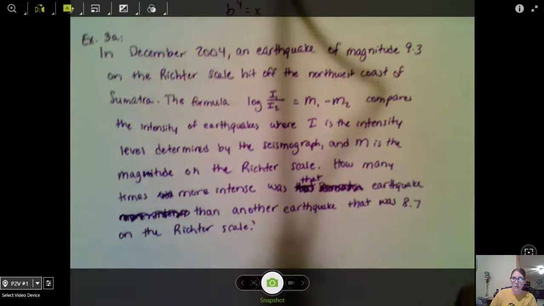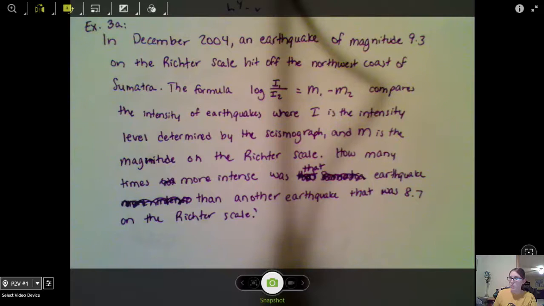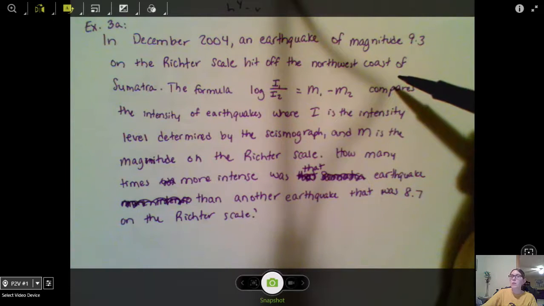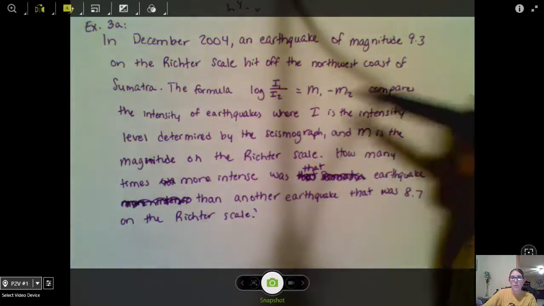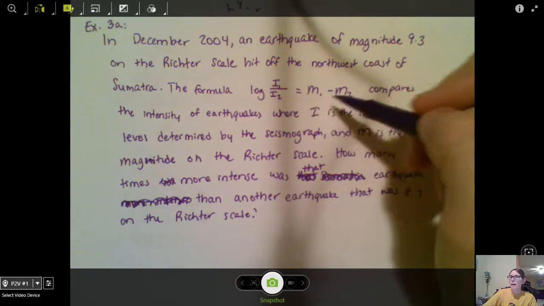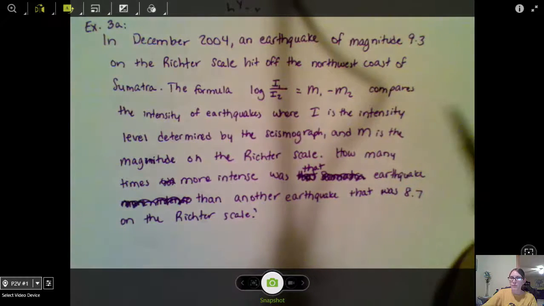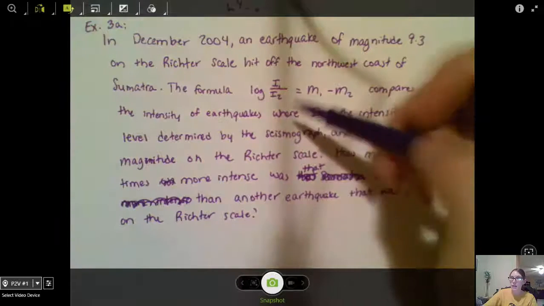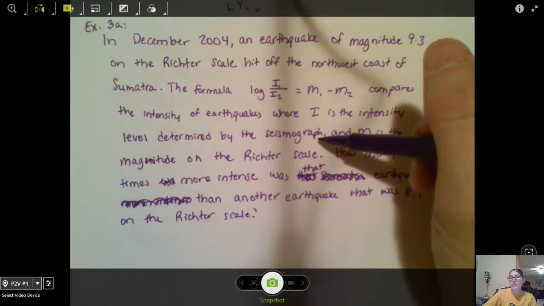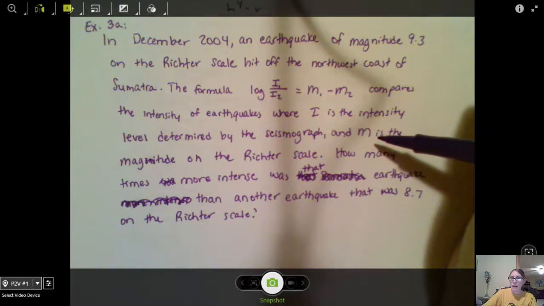And it's kind of a lengthy word problem, so I already have that written out here. In December 2004, an earthquake of magnitude 9.3 on the Richter scale hit off the northwest coast of Sumatra, which is by Indonesia. If you know much about the Richter scale, the highest is 10, measuring the strength of earthquakes. The formula log of I1 over I2 equals M1 minus M2, so it looks kind of complicated, compares the intensity of earthquakes, where I is the intensity level determined by the seismograph, and seismograph measures seismic waves. M is the magnitude on the Richter scale.